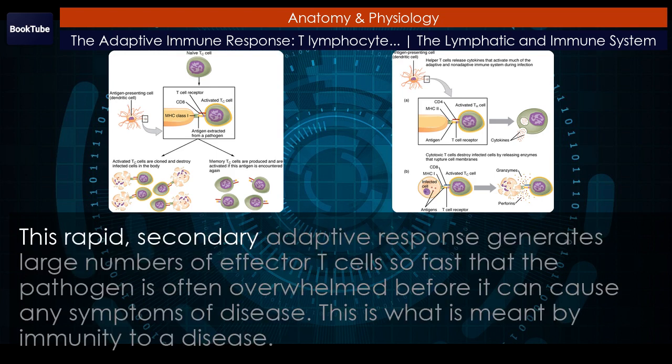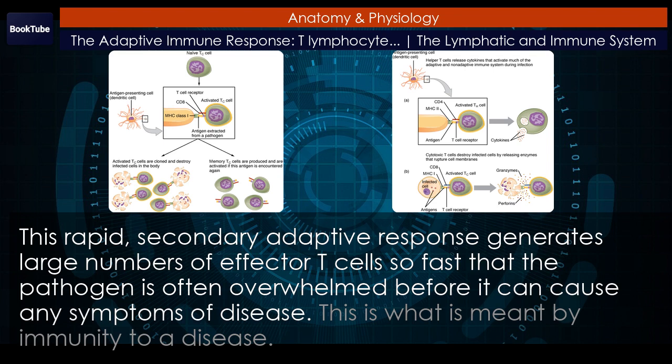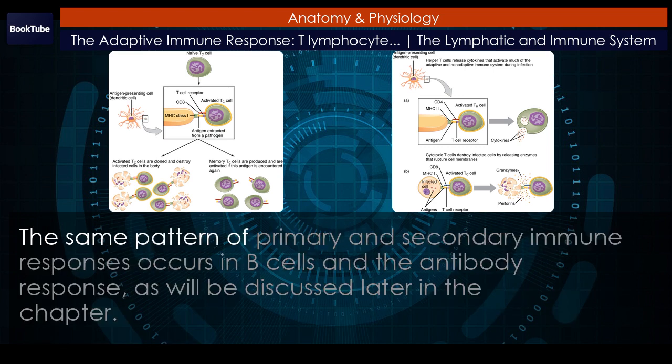This rapid, secondary adaptive response generates large numbers of effector T cells so fast that the pathogen is often overwhelmed before it can cause any symptoms of disease. This is what is meant by immunity to a disease. The same pattern of primary and secondary immune responses occurs in B cells and the antibody response, as will be discussed later in the chapter.